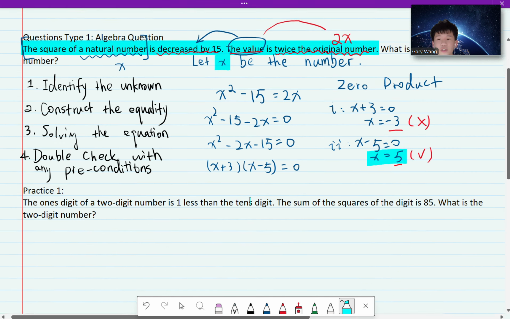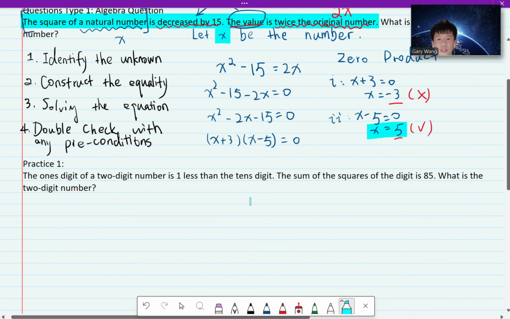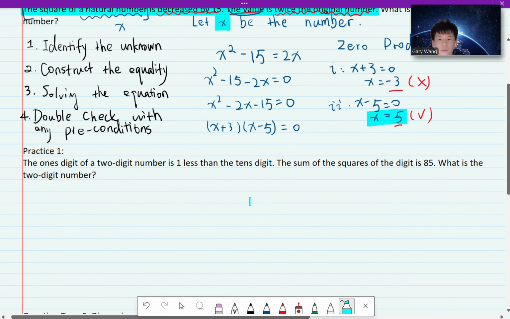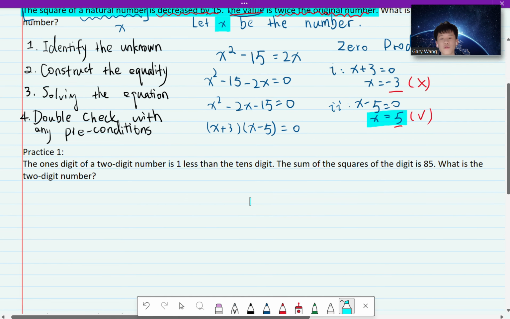So, based on these 4 general steps, let's take a look at an example. The ones digit of a 2-digit number is 1 less than the tens digit. The sum of the squares of the digits is 85. What is the 2-digit number?